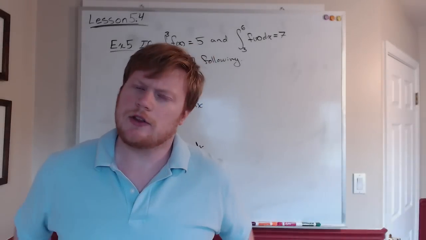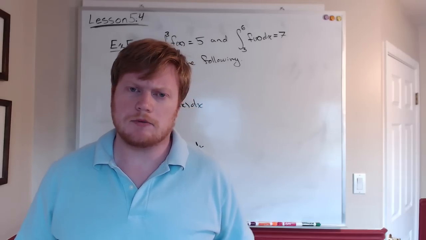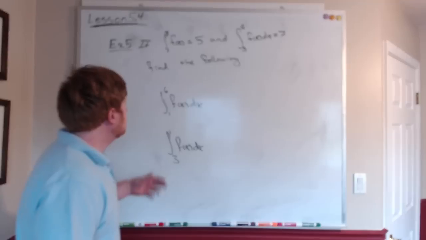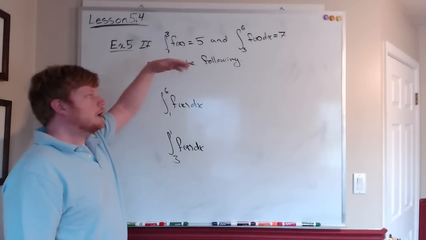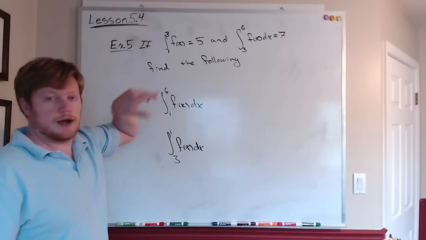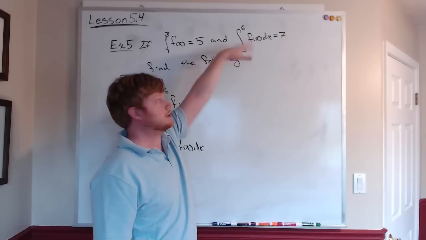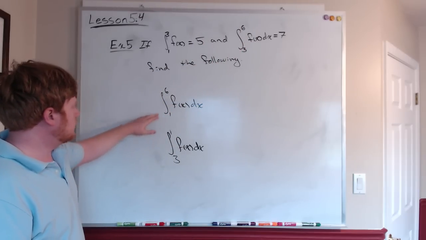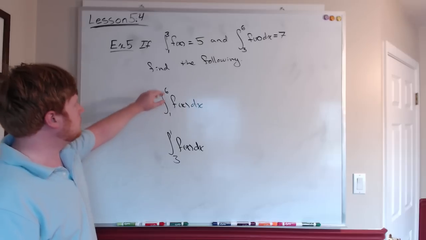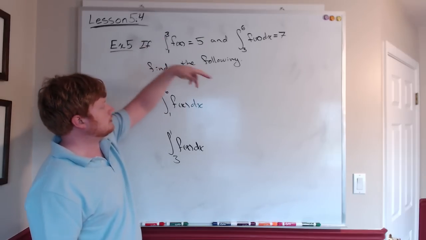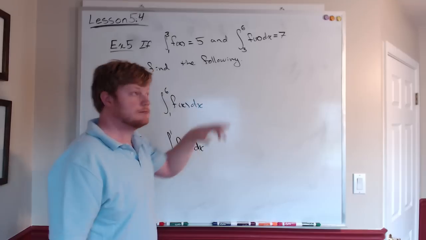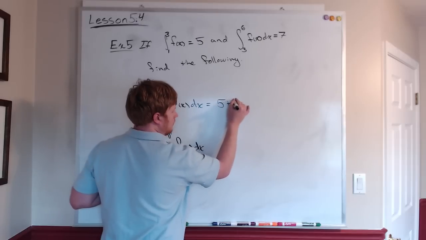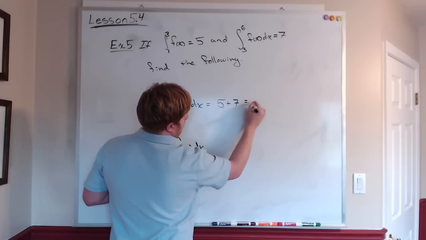Alright, so finally, just another example of using the properties of integrals, but we're taking an algebraic look instead of a graphical look. In this case, I'm giving you the integral of f of x from 1 to 3 is 5, and the integral of f of x from 3 to 6 is 7, and asking you to find a few different integrals. So the integral of f of x from 1 to 6 is going to be the integral from 1 to 3 plus the integral from 3 to 6. So 5 plus 7, which is 12.